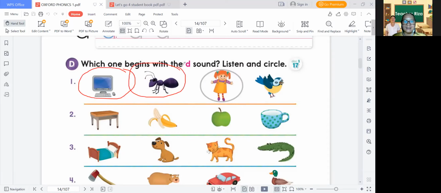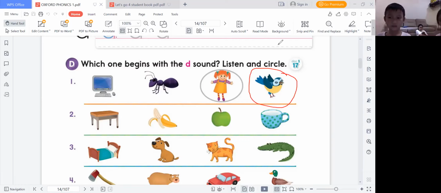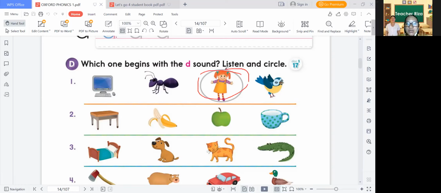How about the second one? What is this? It's an ant. This one, it's a dog. The last one, what is this picture? It's a bird. Okay, so this picture is a doll, which starts with the letter D or has the D sound. Let's proceed to number two. What is this? It's a desk. Desk starts with letter D or has the D sound.